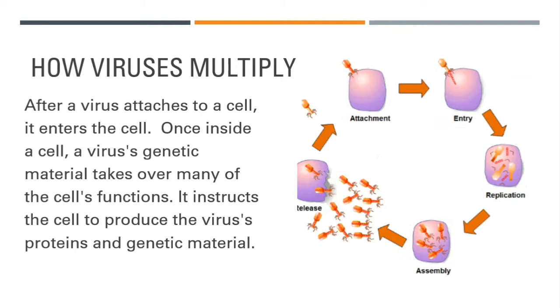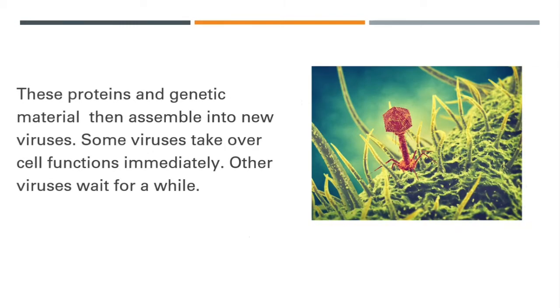How viruses multiply. After a virus attaches to a cell, it enters the cell. Once inside a cell, a virus's genetic material takes over many of the cell's functions. It instructs the cell to produce the virus proteins and genetic material. These proteins and genetic material then assemble into new viruses. Some viruses take over cell functions immediately. Other viruses wait for a while.